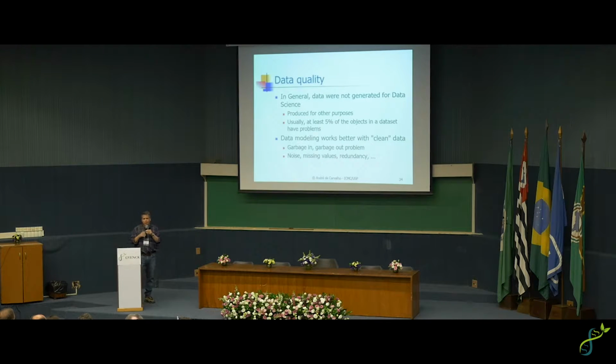I'll say a little bit about some of the main processes of data science. One of them is very important: data quality. Most of the data that you use in experiments is not produced to be used by data science techniques. So you have quality problems. They estimate that at least 5% of the data has some problem. And if you have data with problems, you cannot extract good or trustworthy models. So the idea is garbage in, garbage out.